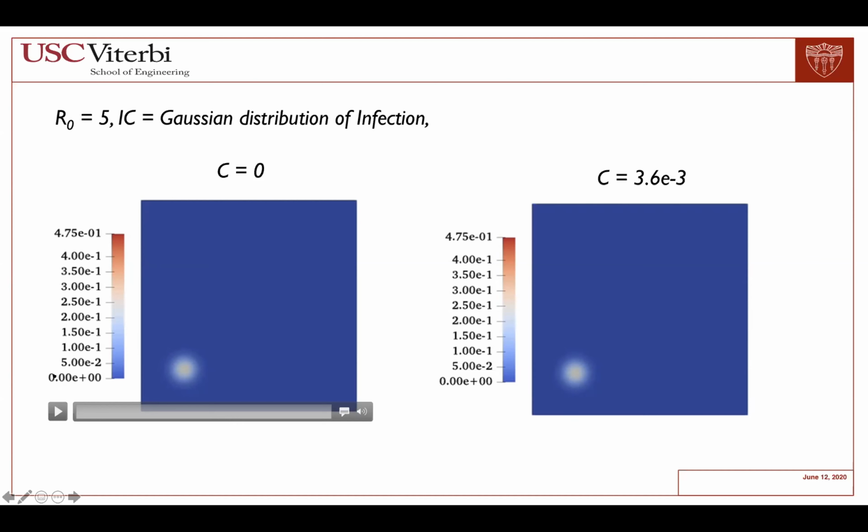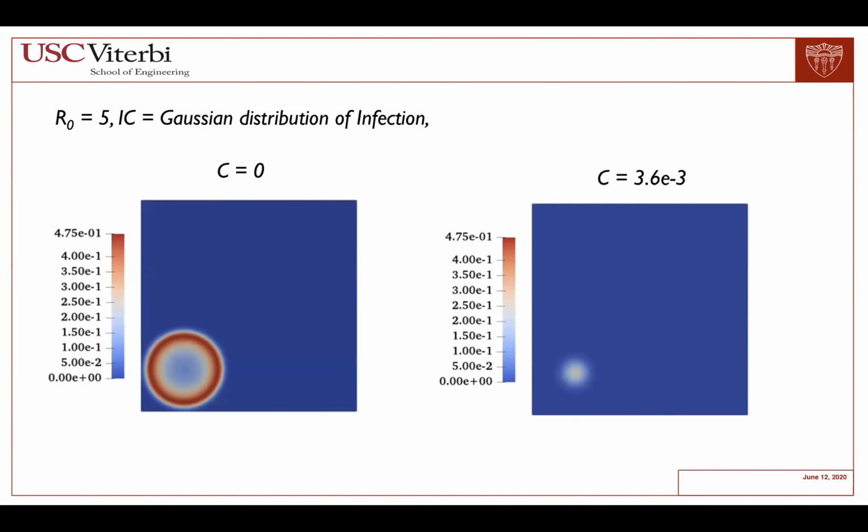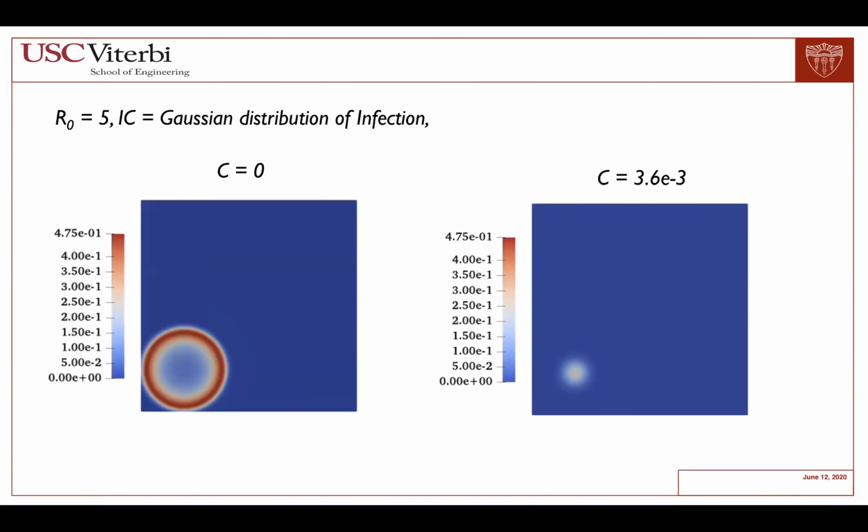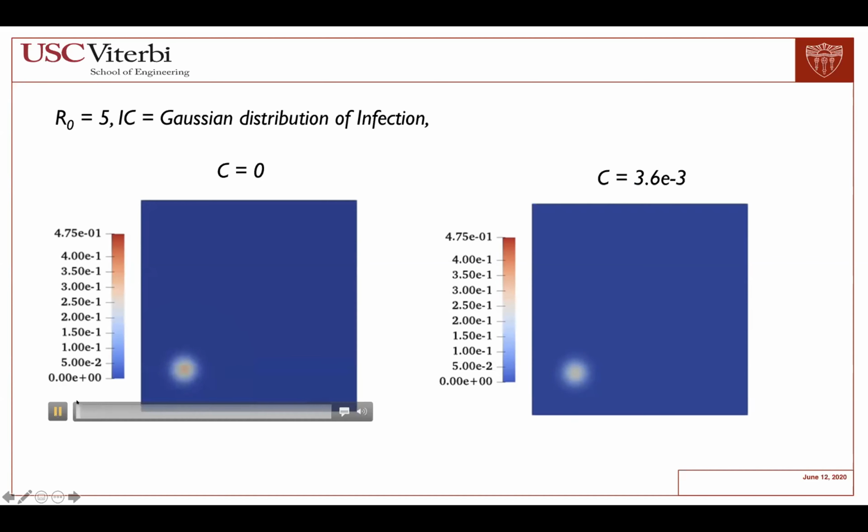What I'm plotting here is the variation of the density of infected people as a function of time. And this is a Gaussian. What's really happening here, and there is no diffusion at all, so I'll play this again, is that more and more people are getting infected because of the SIR term, the reaction term. And you can see that it is spreading out.